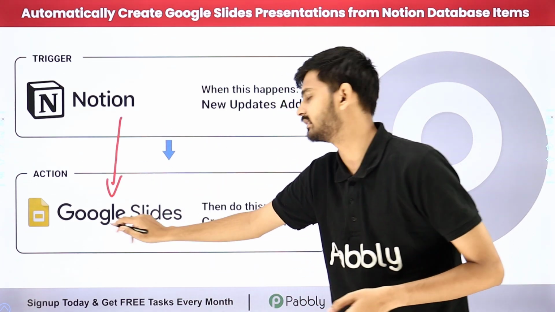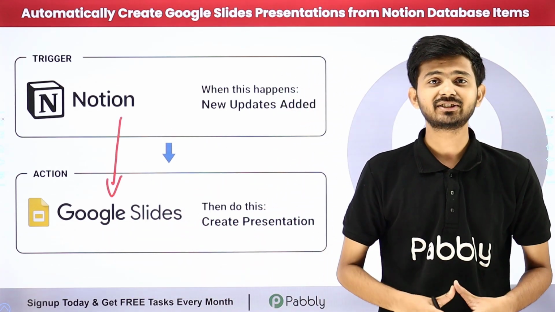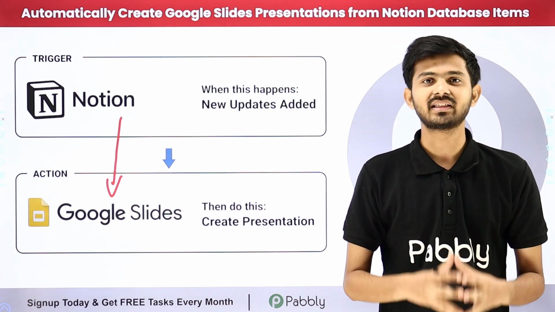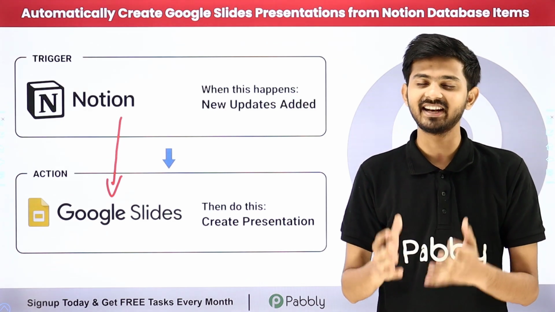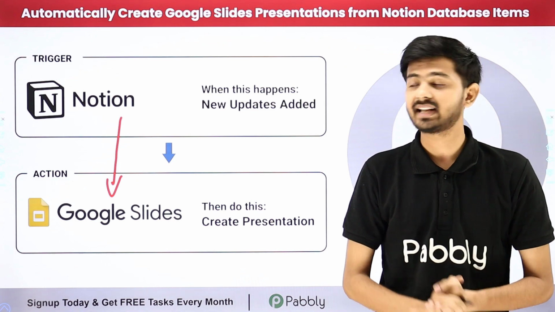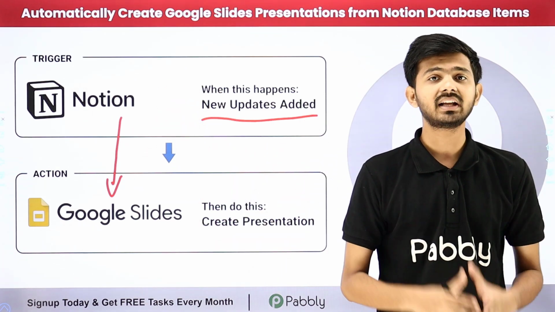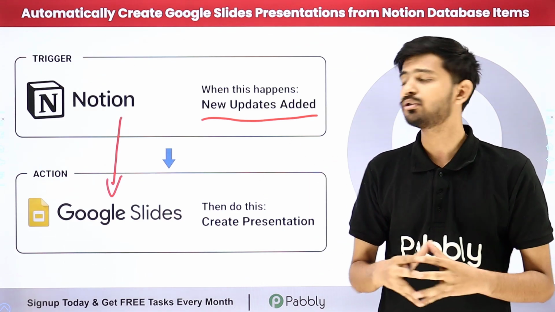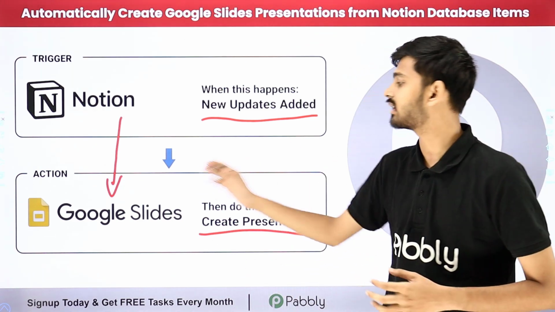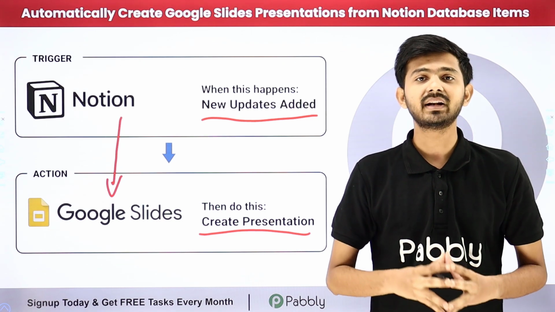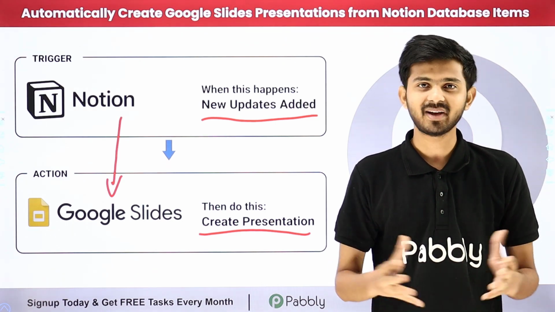For my objective, I need to build a connection between Notion and Google Slides. For building this connection, I'm going to use Pabbly Connect, which is an amazing software for automation and integration. With Pabbly Connect, as I add new updates in my Notion database, I'm going to automatically use all those details to create a new presentation in Google Slides. So how am I going to build this connection? For that, let me take you to my computer screen.